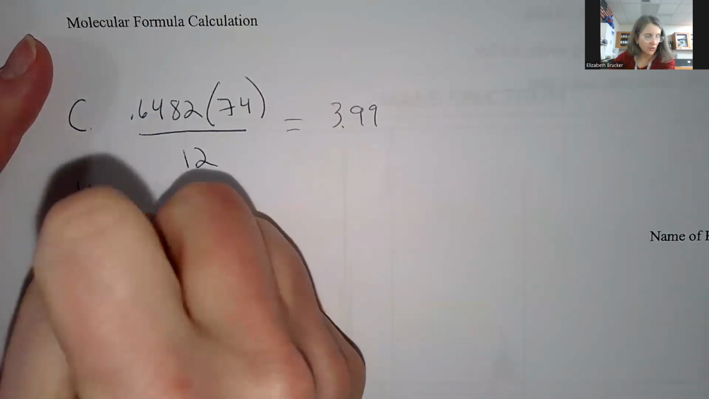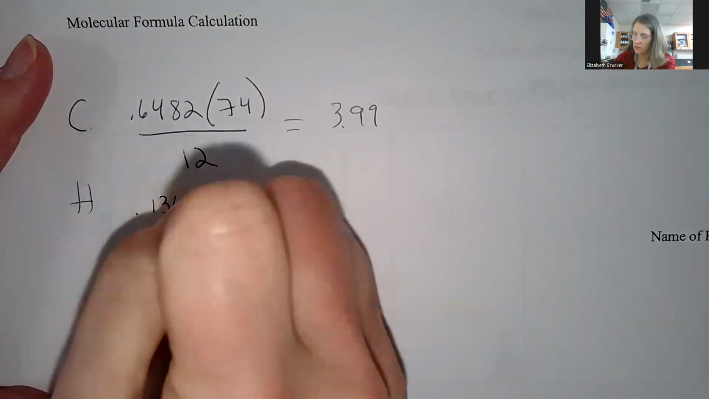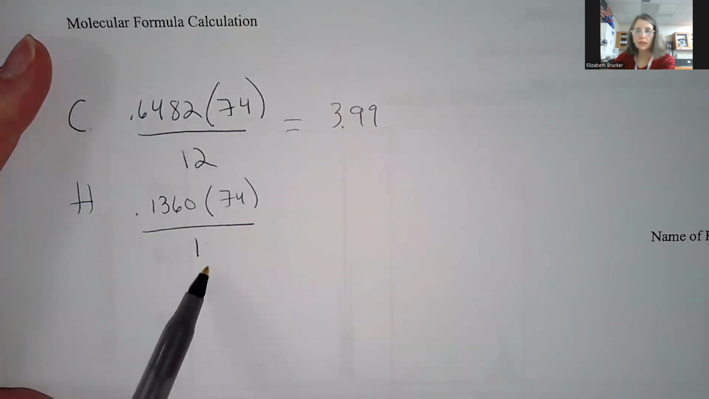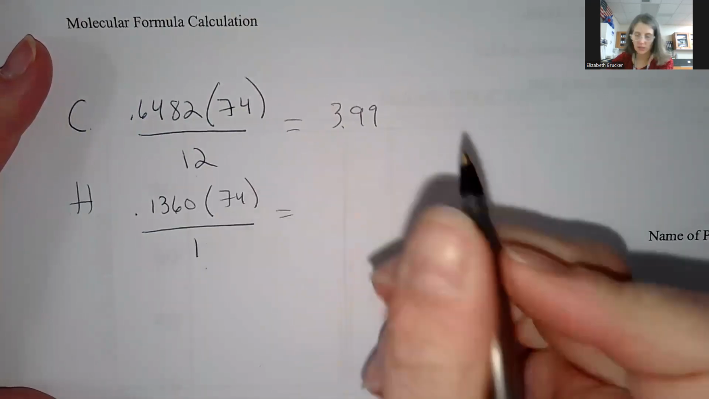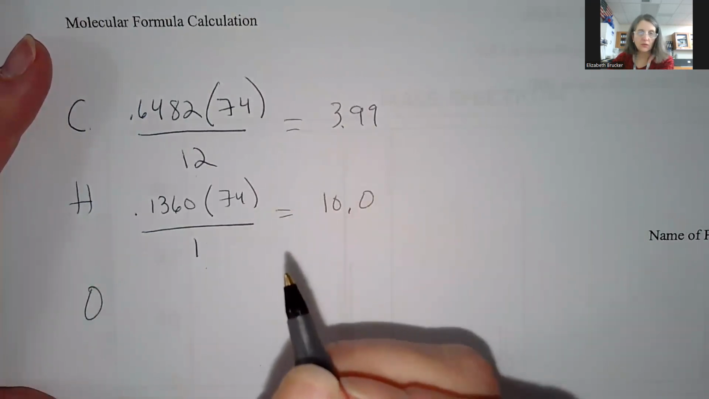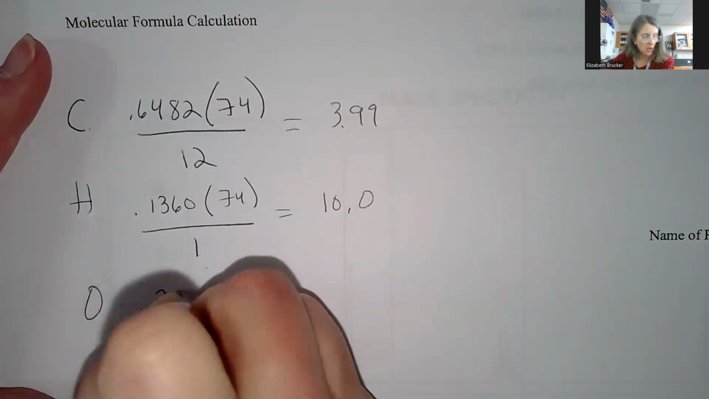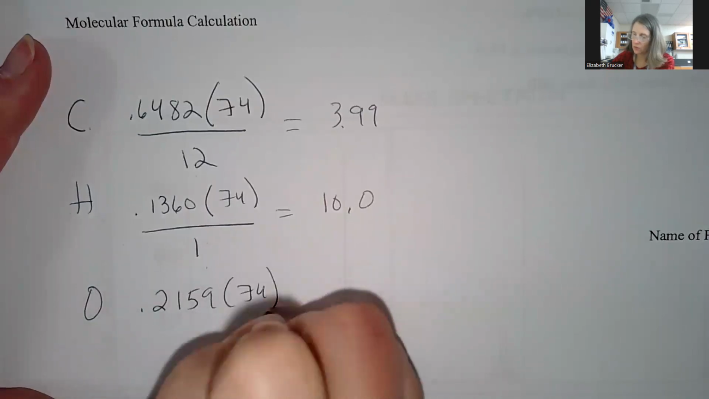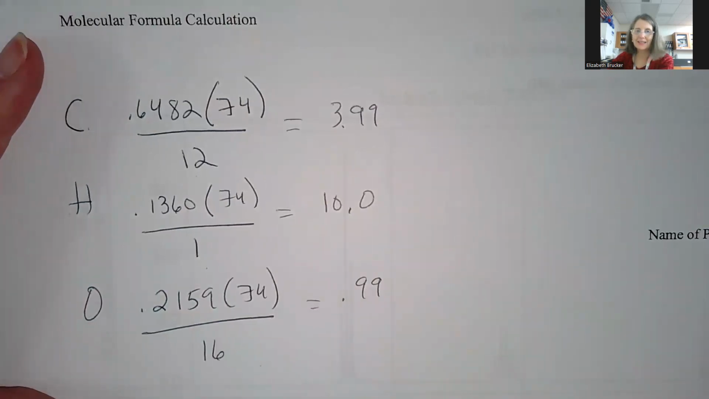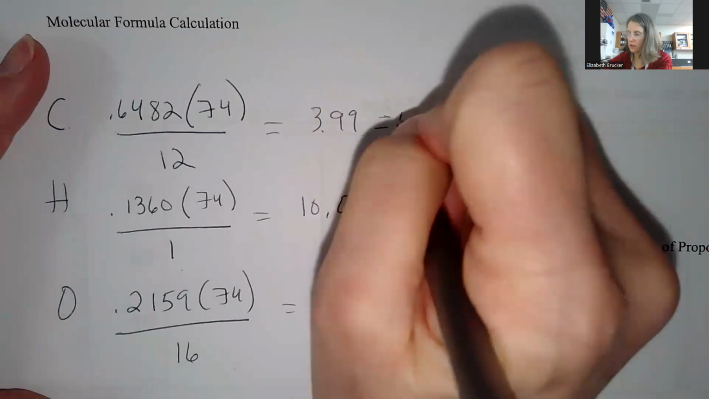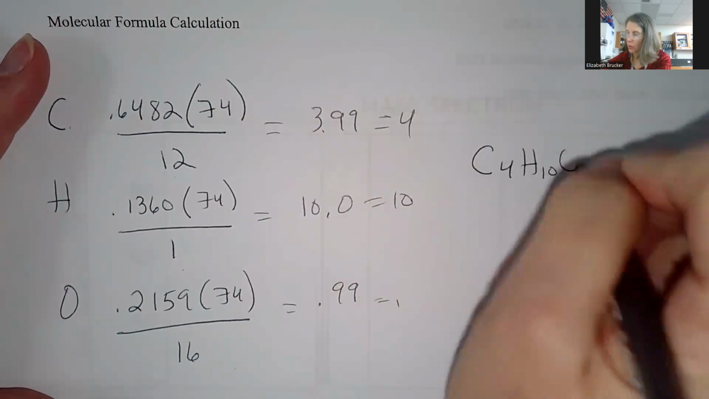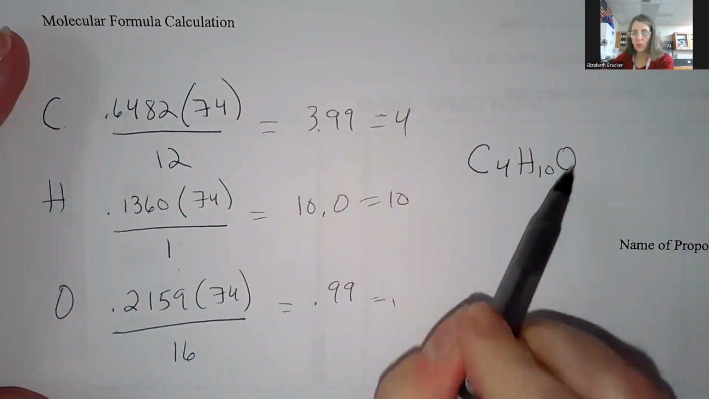My hydrogen percentage was 0.1360 times 74, again the total mass, and the mass of hydrogen is 1, so that's why I'm using 1. This comes out to be 10.06, I believe. And then oxygen, the percentage of oxygen that was given was 0.2159 times 74. The molar mass of oxygen is 16. When you get this, it's about 0.999. So essentially this is 4, this is 10, and this is 1. So my formula is C4H10O. So I have one oxygen.